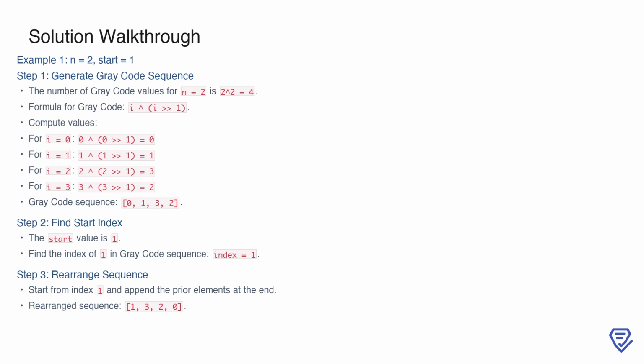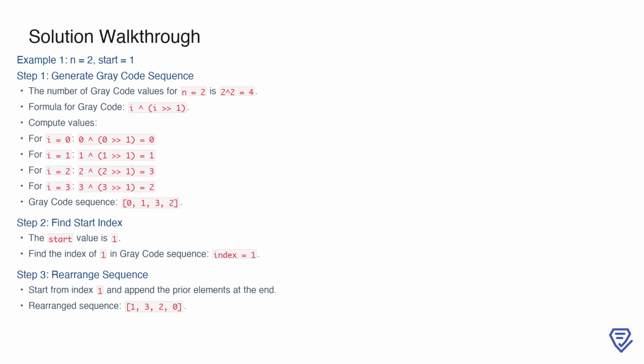For i equals 0, we have 0 XOR (0 >> 1), which equals 0. For i equals 1, the calculation is 1 XOR (1 >> 1), which gives 1. For i equals 2, the formula results in 2 XOR (2 >> 1) equals 3, and for i equals 3, we compute 3 XOR (3 >> 1) equals 2. This gives us the gray code sequence, 0, 1, 3, 2.